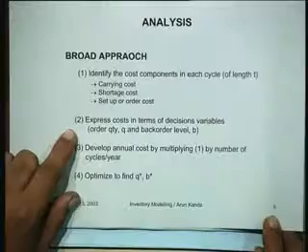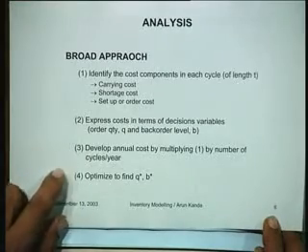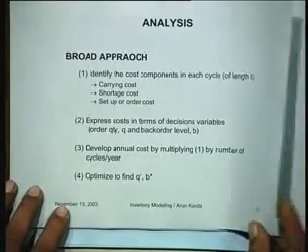So the basic philosophy is examining each cycle, and the cycle will repeat itself. So if you identify the costs in that cycle, the same type of behavior will be repeating for each cycle, and then expressing costs in terms of the decision variables, developing the annual cost, and then optimizing to find out Q star and B star.